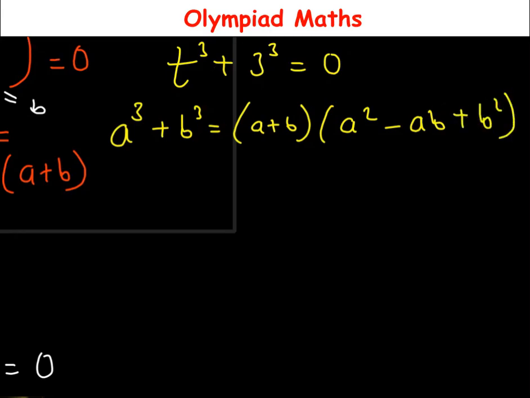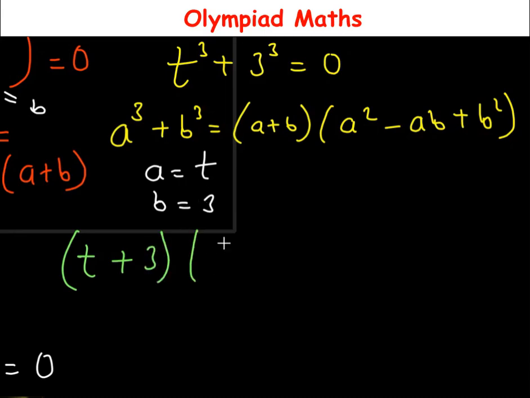And in this case, the value of a is equal to t, while the value of b is equal to 3. So with that, this is then equal to, in bracket, a is t, then plus b is 3, then all multiplied by a squared, that becomes t squared, then minus a is t times b is 3, plus b squared, b is 3, so 3 squared, is all equal to 0.